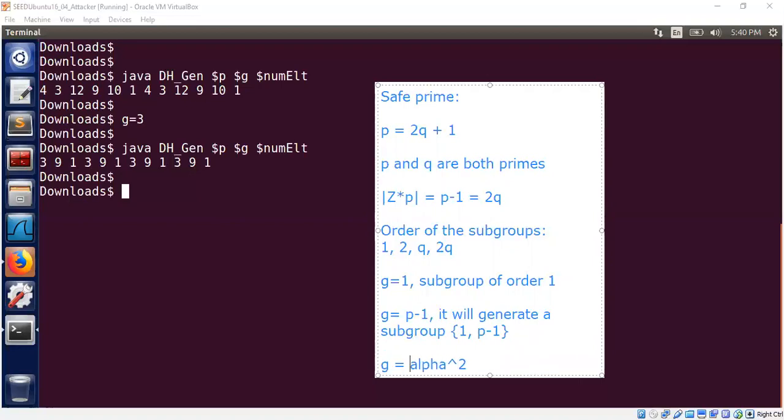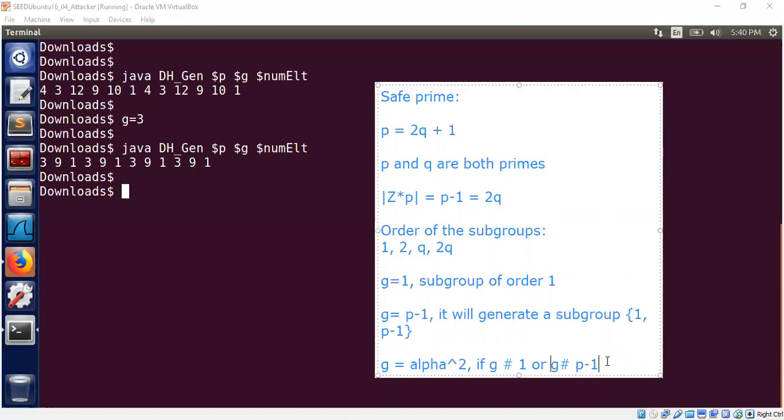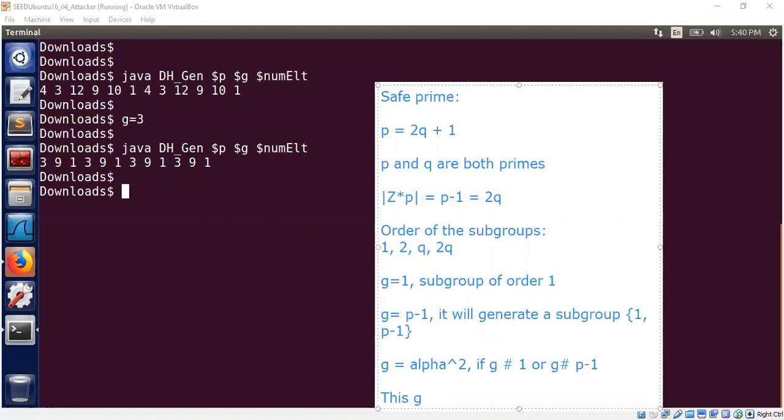This actually is good if G is not equal to 1 or P minus 1. We are good, this G is good. What is alpha, by the way? Alpha is just a random element.